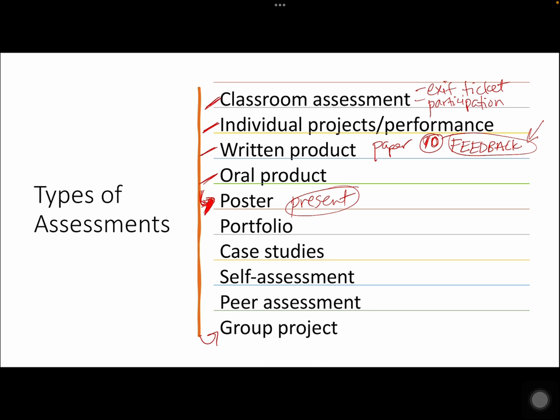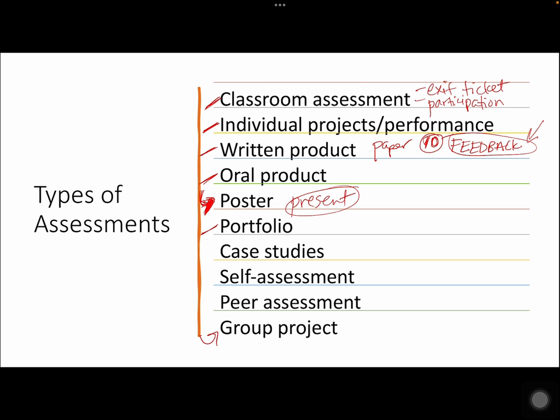So it gave them an opportunity to give me a product and then also walk me through it. And they had a time limit, just like you would for a conference, like a 5-minute run through of the poster. So this is a really fun way to get students to apply something that they may actually do in the future if they're going to go into research.